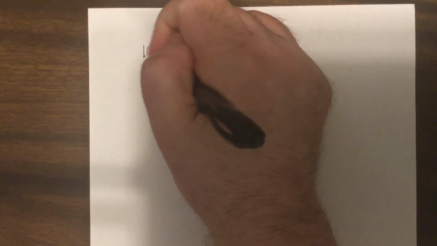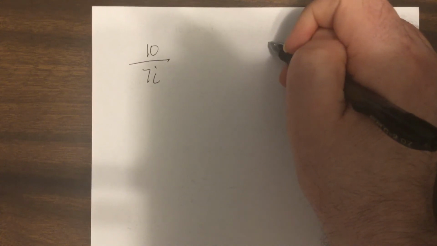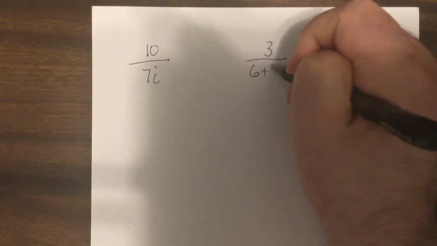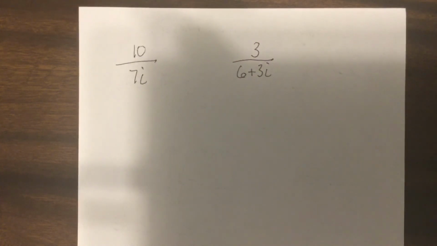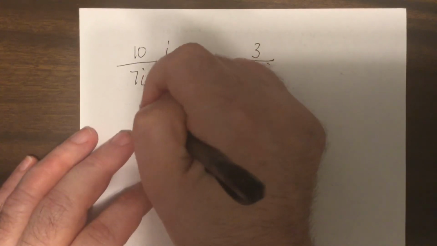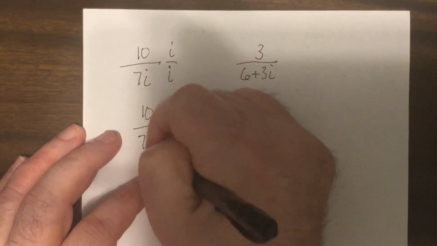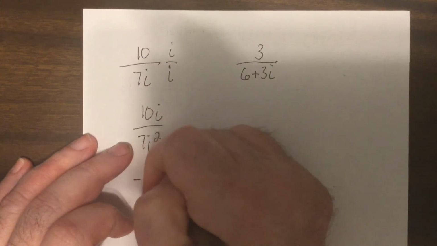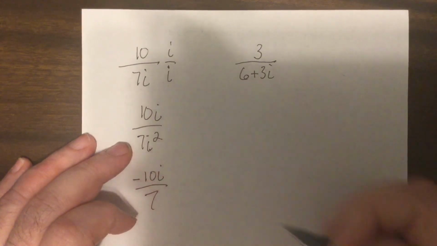So try two problems for me here, please. 10 over 7i. And, okay, 3 over 6 plus 3i. Freeze the video, do those two problems, and then turn me back on. So I'm going to multiply the top and bottom by i. So you'd have 10i over 7i squared. But wait a minute, i squared is negative 1. So it'd be minus 10i over 7.